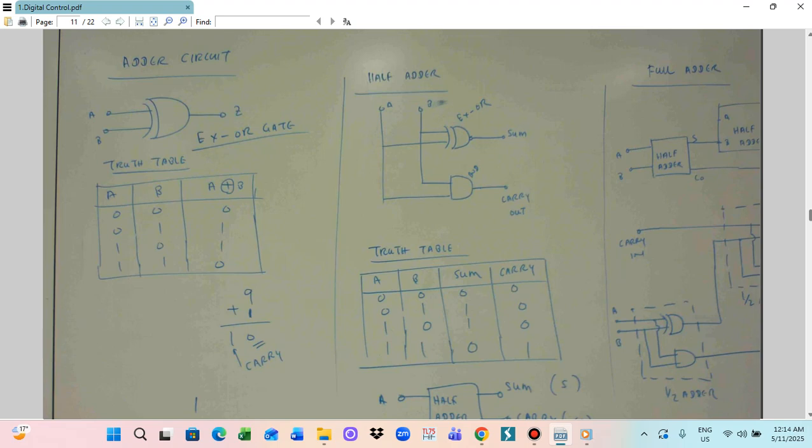So this one will be the AND gate. This will be the carry out. We consider the sum is the XOR gate, and the AND gate makes the carry out. For the carry out, we use the AND gate. So now we can start drawing the truth table.